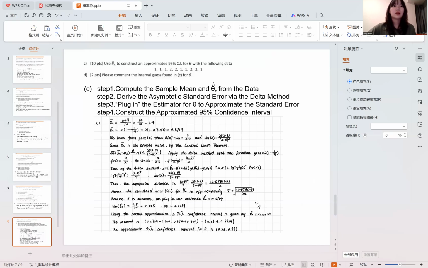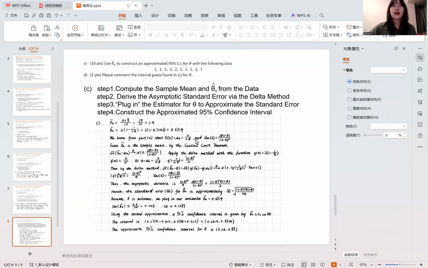Now look at part C. It's a little long, but I think it's similar to question 1 and question 2. Now we want to construct an approximate 95% confidence interval, and we know the observed data. The first thing we need to do is calculate the sample mean and the variance of X, and it's very easy.